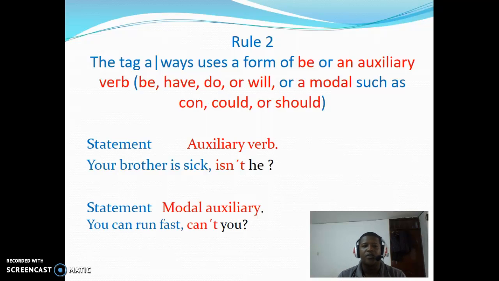Statement and auxiliary verb: your brother is sick, isn't he? In this example, the auxiliary verb is the verb be, is. That's why in the tag I say isn't he, and obviously paying attention to the previous rule, the statement rule, that we already talked about. Statement number two: you can run fast, can't you? In this case, we are using the auxiliary can in the affirmative statement, and like we have the auxiliary in the tag, the modal auxiliary. And it's negative because the statement is affirmative.